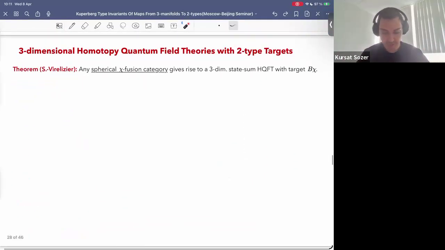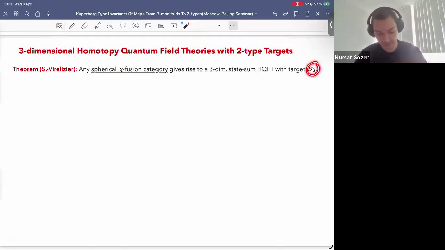With Alexis Virelizier, our work, like I told you, Turaev and Virelizier, they extended the G HQFTs in 3 dimensions, the TQFTs, G HQFTs, which is a 1-type. So we asked a similar question: can we extend this TQFT to the 2-type case, or HQFT to the 2-type case? And then we come up with this, as expected, chi-fusion category. Whenever we have a chi-fusion category, we can construct a 3-dimensional state sum HQFT with target this 2-type. This is a connected 2-type.